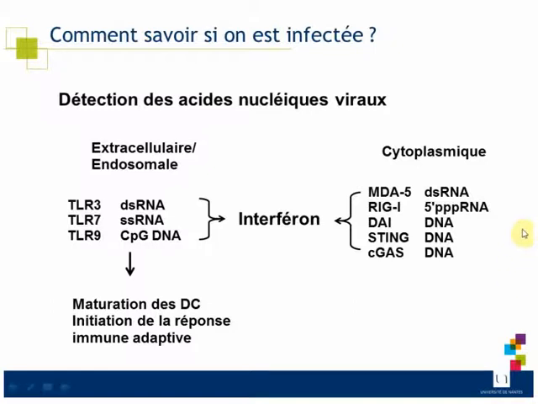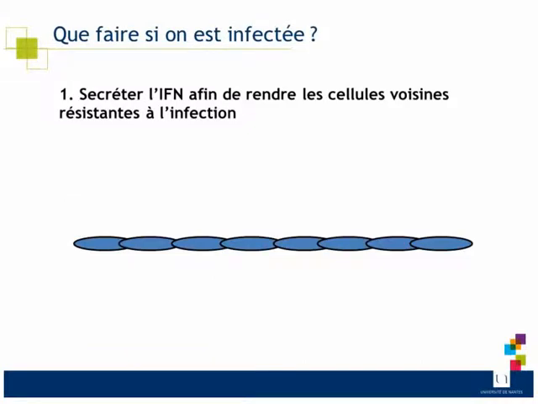Okay, so that's how your cells realize that they are being infected by something. They detect viral nucleic acids. And that's the answer to our first question. The second question is, okay, you're infected. What do you do if you're infected? There are two things that cells do.